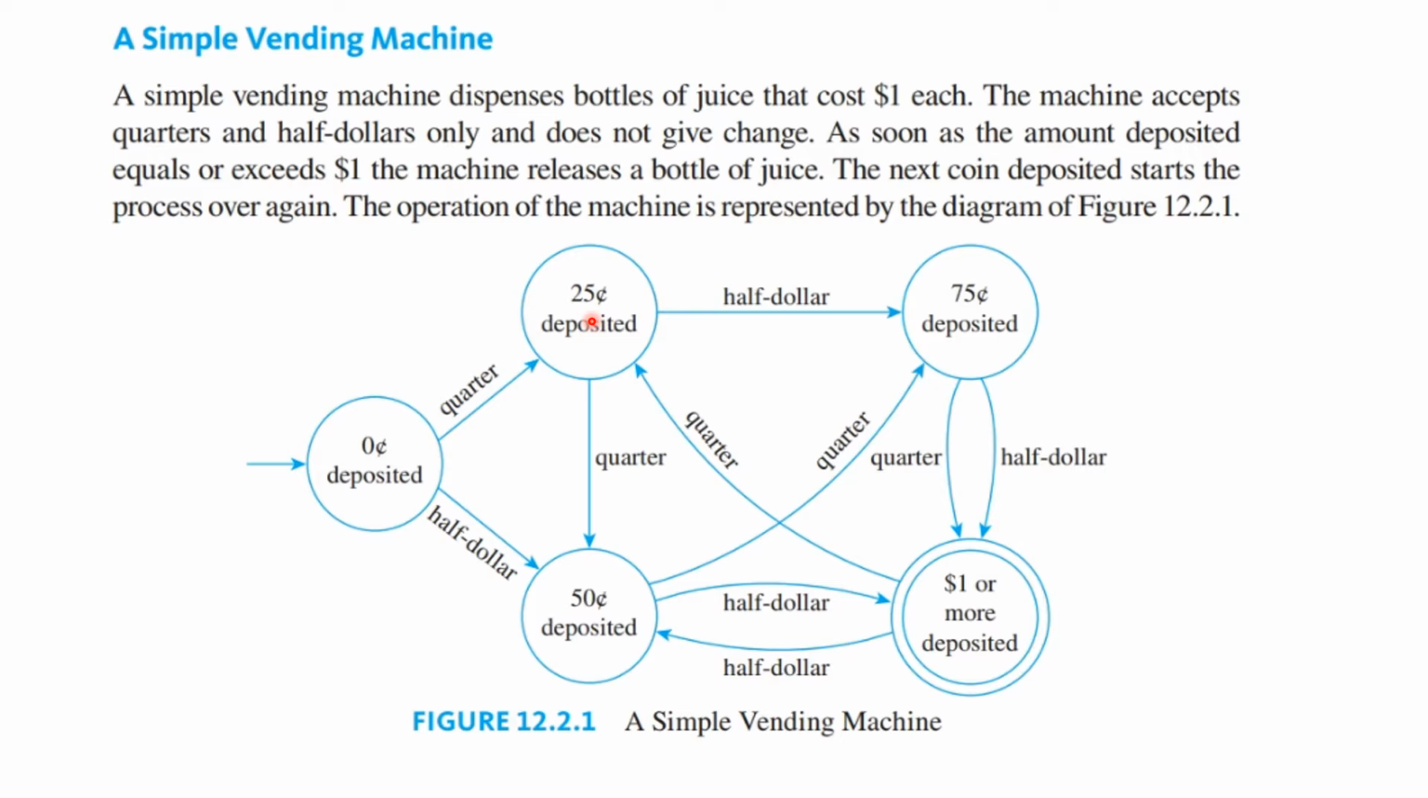So you can see what happens. You put in a quarter, and then you can put in a half dollar. Up to 75 cents, you can put in either a quarter or a half dollar, and you get down here. And this is a special state because this releases the juice. Okay, so those are states that you can have. You could also design a machine so it gives change as well.